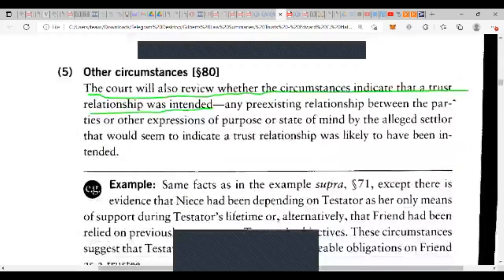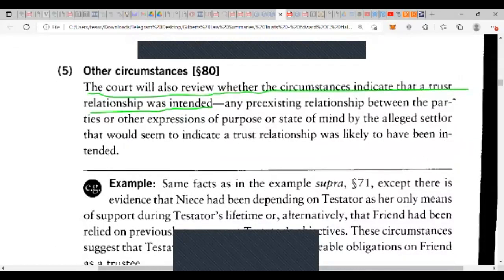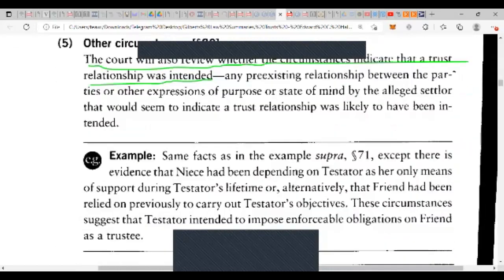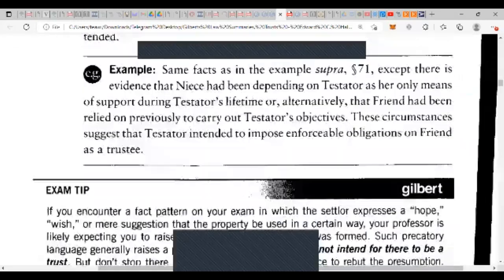Number five, other circumstances, Section 80. The court will also review whether the circumstances indicate that a trust relationship was intended. Any pre-existing relationship between the parties or other expressions of purpose or state of mind made by the alleged settlor would seem to indicate a trust relationship was likely to have been intended.